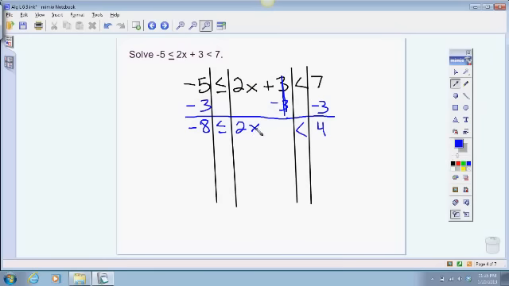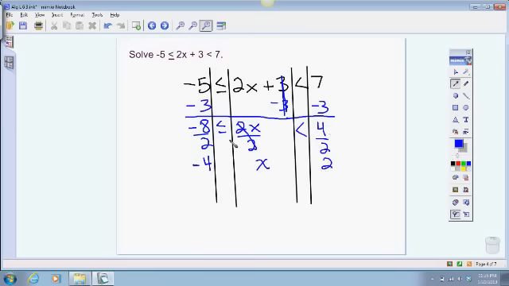Again, what are you solving for? Solving for x. So what do you have to get rid of? The 2. Well, it's 2 times x. How do you get rid of it? You divide by 2. Whatever you do to one side, do to all your sides. So -8 divided by 2 is a -4. 2 divided by 2 is 1x. 4 divided by 2 is 2.